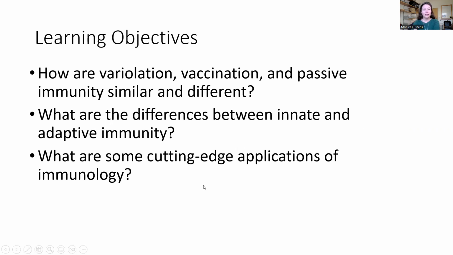All right, so I'd like you to learn three things today. I'd like you to know the difference between variolation, vaccination, and passive immunity. And then know the difference between innate and adaptive immunity. That's really important, and that'll be a theme through a good number of the lectures. And then lastly, what are we doing right now? What are some cutting edge applications of immunology?